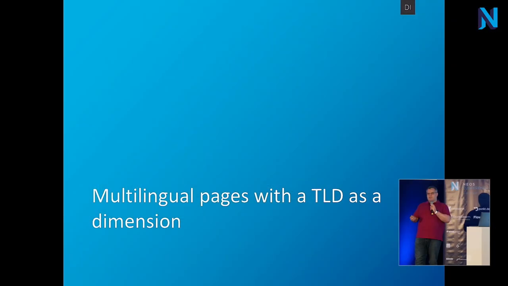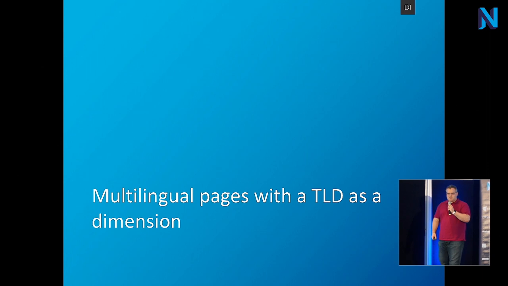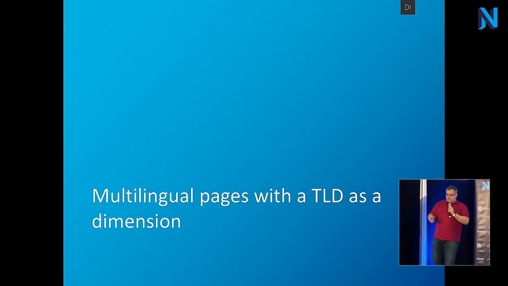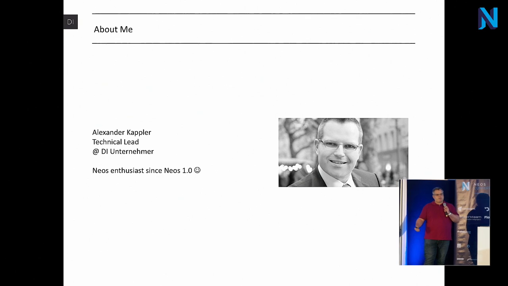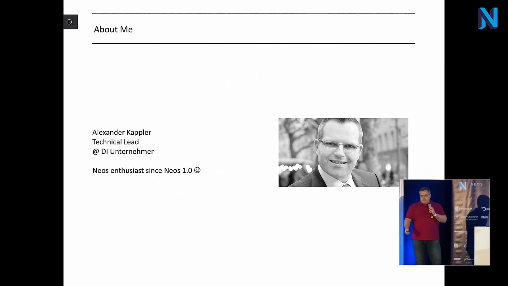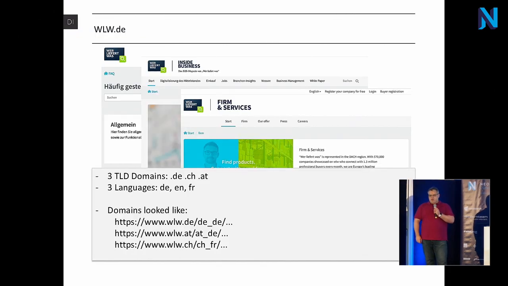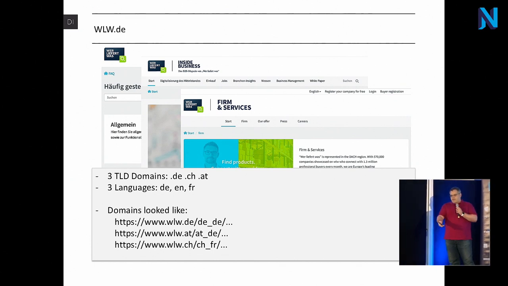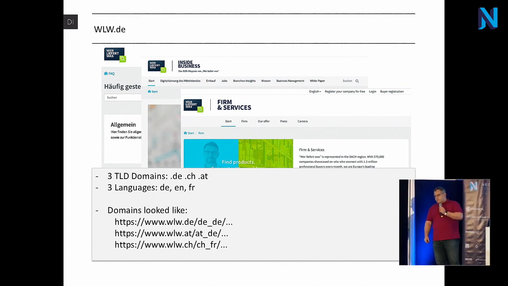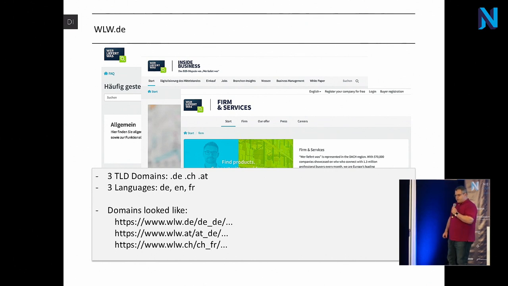Okay, hello everyone. I have a multilingual page, and I got challenged that the top level domain should become a dimension. I'm Alexander Kappler, I'm here from Hamburg. I had this issue that the customer came to me and said, we have three domains and three languages. So we have countries and languages, and our domains are looking quite ugly. They have DE underscore DE or AT underscore DE, and they want it to look more nice.